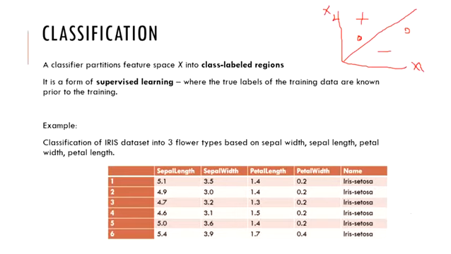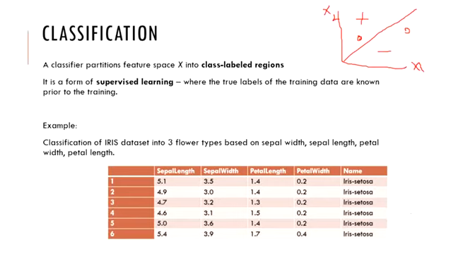Classification, just like regression, is a form of supervised learning. So again, supervised learning is where we do have the true labels or actual data values for the training data prior to the training. And during the testing, these can be used.